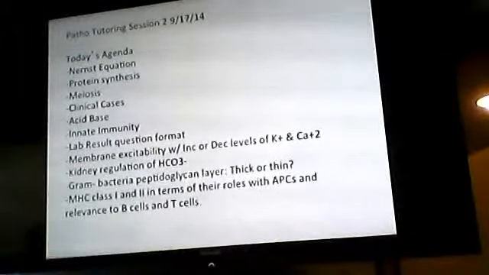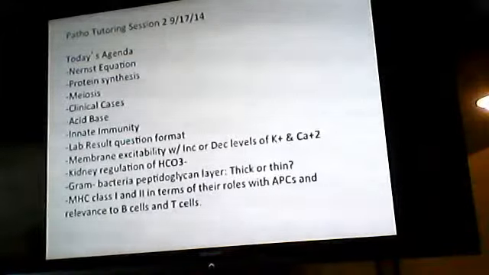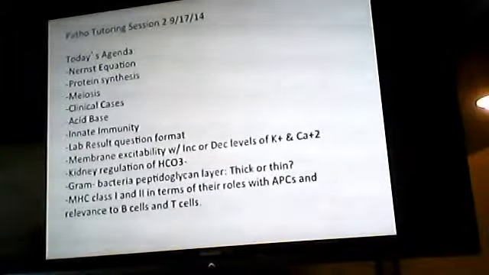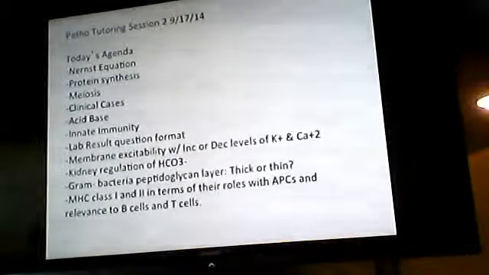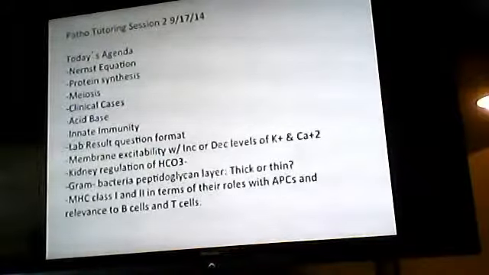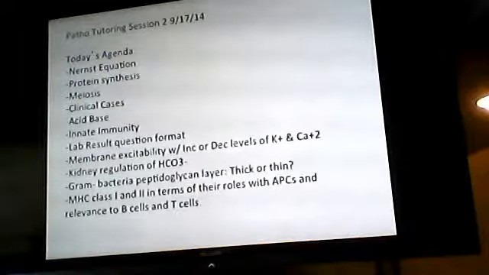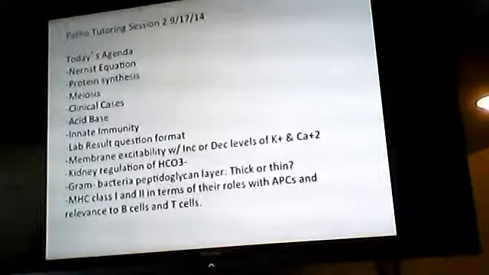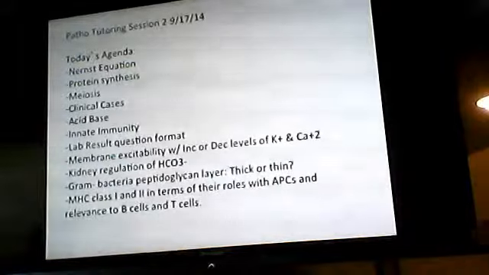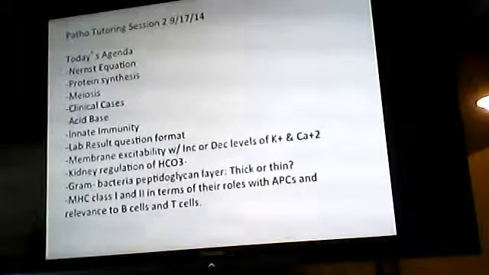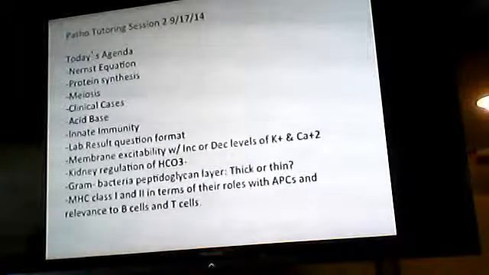Okay, so to begin today, we're going to talk just briefly about the Nernst equation and protein synthesis and meiosis and clinical cases from the first lecture from last week, and then we'll focus in on acid-base questions because you'll definitely for sure get 2 questions on this exam. You might get 2 on the second exam, and you might get 2 on the third exam, so 6 points. And then we'll talk about innate immunity.